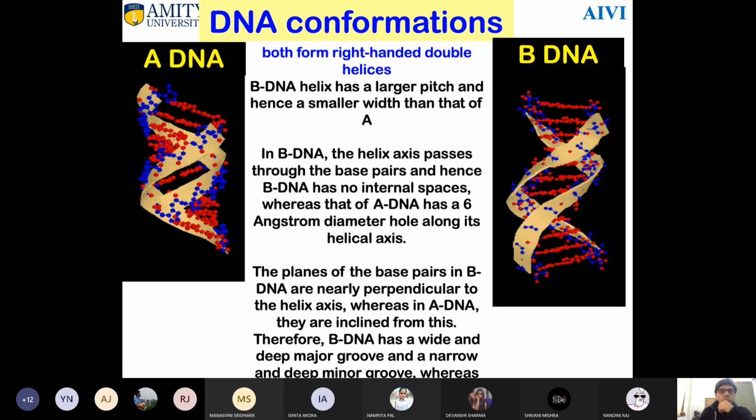Okay, now if we talk about other conformations, how they differ from the B form. If A is there, both are right-handed. So A and B are right-handed structures. They have a right-handed double helix, A and B. So there is no difference in the type of helix. But the difference is in terms of pitch. B DNA has a larger pitch. Larger pitch means the length that we're talking about, and hence a smaller width. So the diameter is going to be smaller.